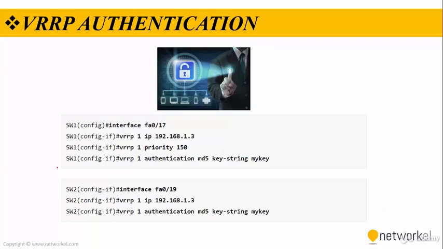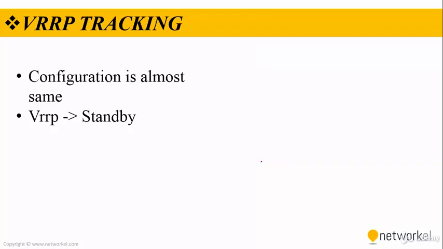VRRP supports MD5 authentication. To provide MD5 authentication, we go under the interface mode and here is the command: vrrp group number authentication md5 key-string and the key string that we are defining. And VRRP tracking is almost the same thing as in HSRP. The commands change to vrrp instead of standby, so I'm not diving into this one.